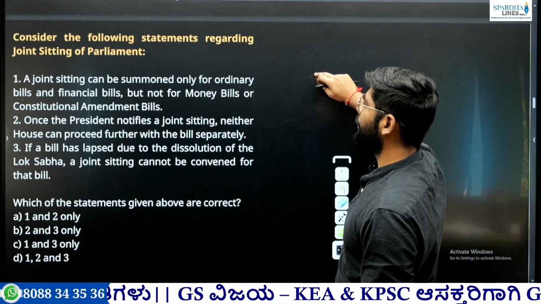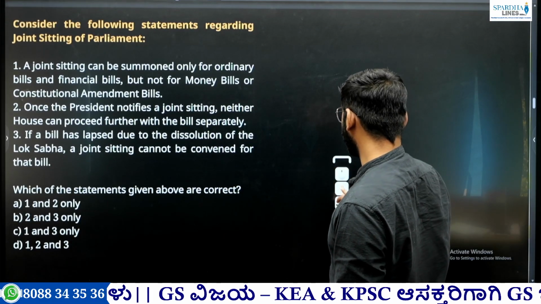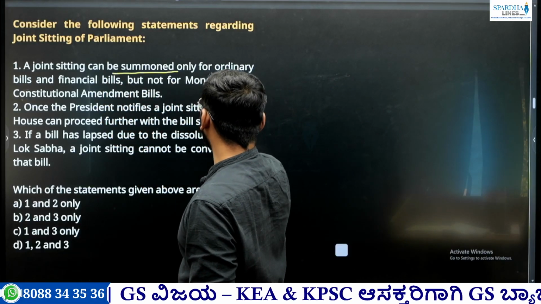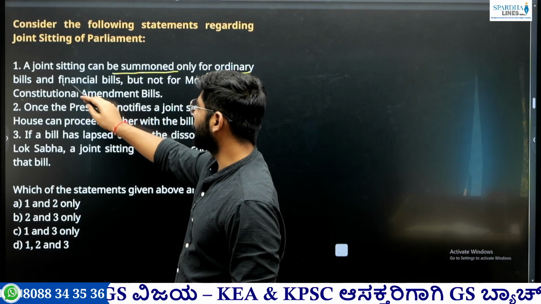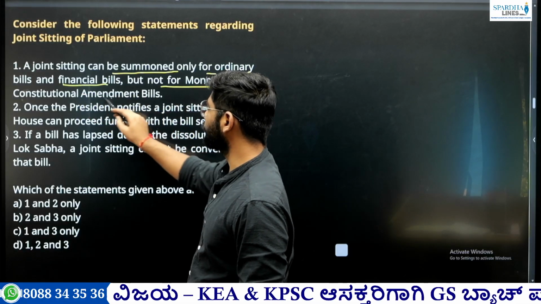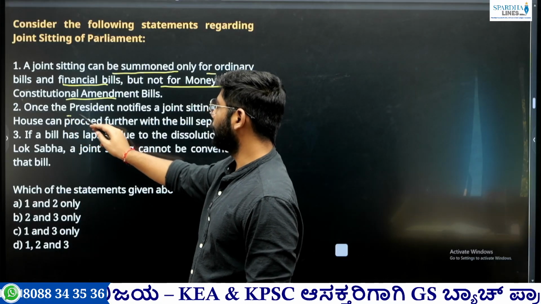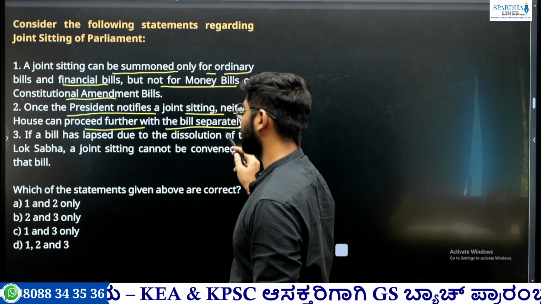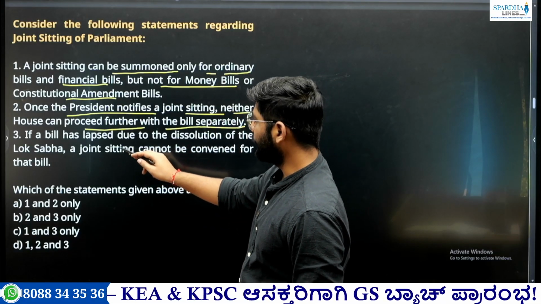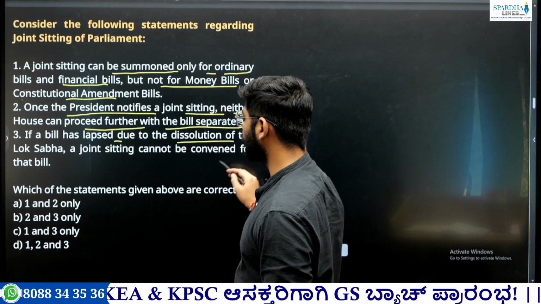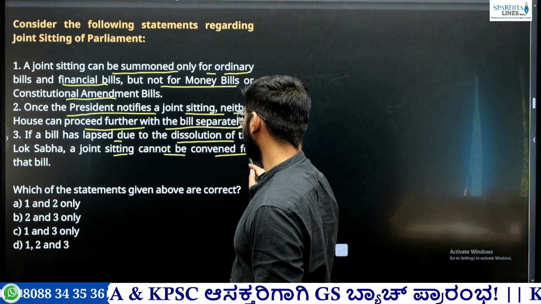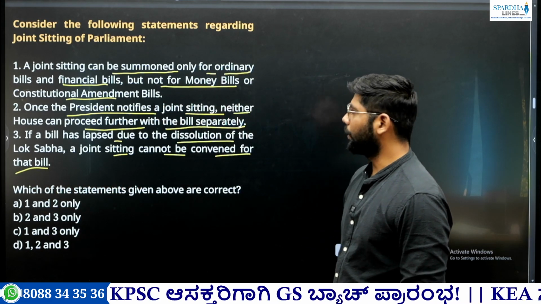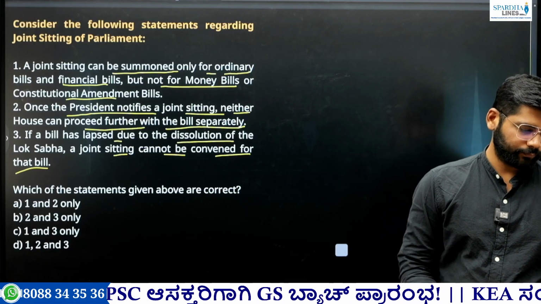It is about the joint sitting of both houses. A joint sitting can be summoned only for ordinary bills and finance bills, but not for a money bill or a constitutional amendment bill. Once the President notifies the joint sitting, neither house can proceed further with the bill separately. If the bill has lapsed due to dissolution of the Lok Sabha, the joint sitting cannot be convened for that bill. Now let me know which one is correct here.